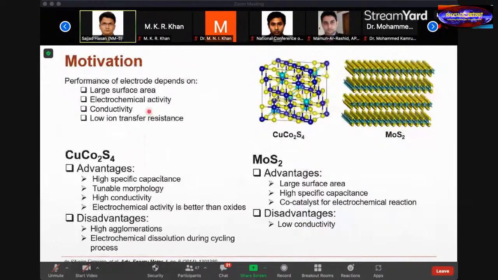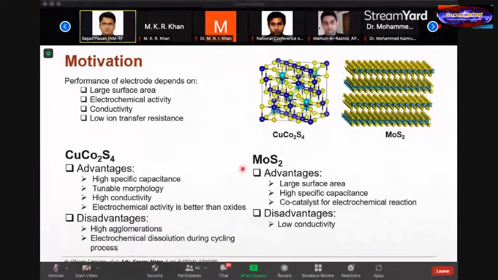Performance of electrode material depends on large surface area, electrochemical activity, high conductivity, and low ion transfer resistance. To meet these criteria, we have chosen copper cobalt sulphide because it has high specific capacitance, tunable morphology, high conductivity, and its electrochemical activity is better than its oxide. But it has a drawback of high agglomeration and electrochemical dissolution. Various research groups overcome this issue in different ways. One of the promising methods is to incorporate a two-dimensional material with copper cobalt sulphide.